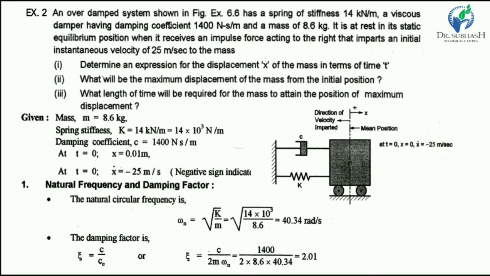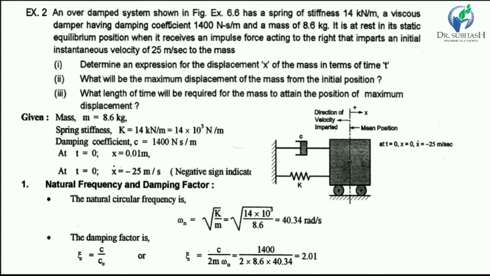Now another example: we take an overdamped system shown in the figure. It has a spring stiffness of 14 kilonewton per meter. So we have a stiffness K equal to 14 kilonewton per meter. Now it's converted into Newton per meter, so it's multiplied by 10 raised to 3.